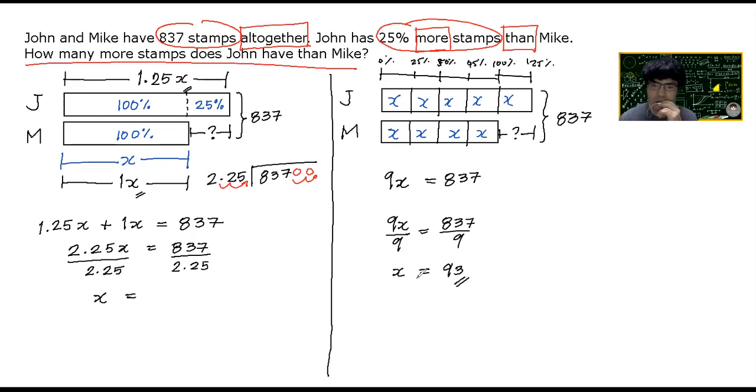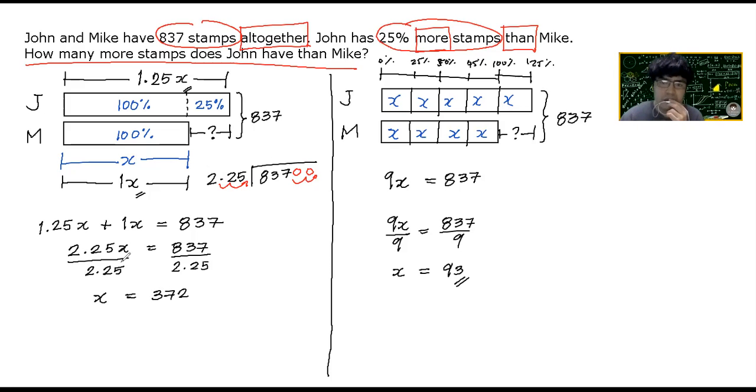Now, what will be the number here? So this is a very large number. So let's allow the use of the calculator. According to our calculator, 837 divided by 2.25 is 372. Okay? So it has a quotient of 372 for the value of x.